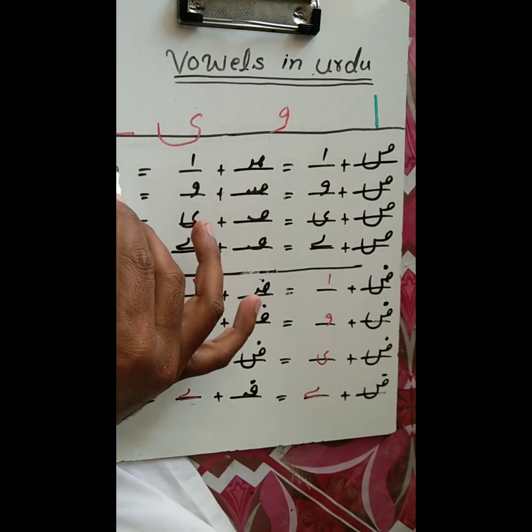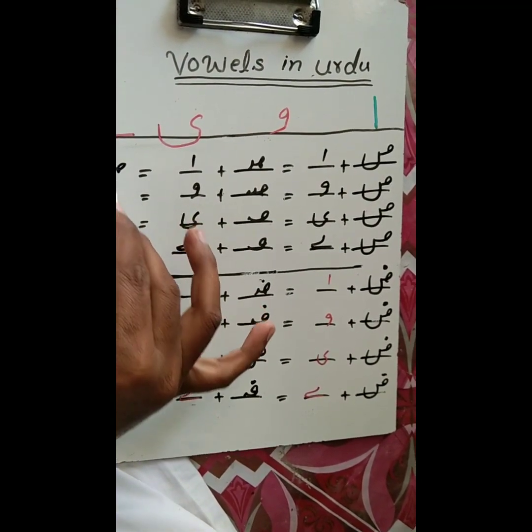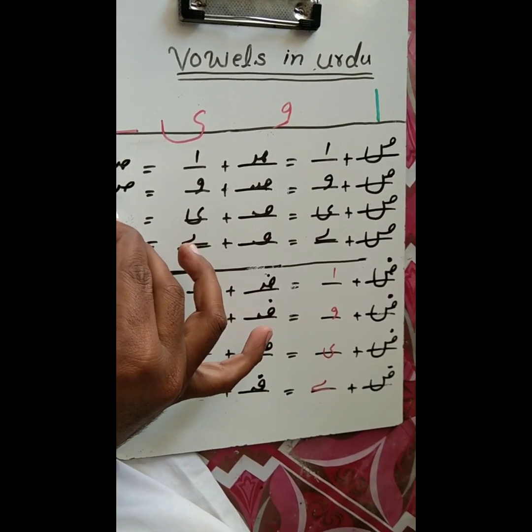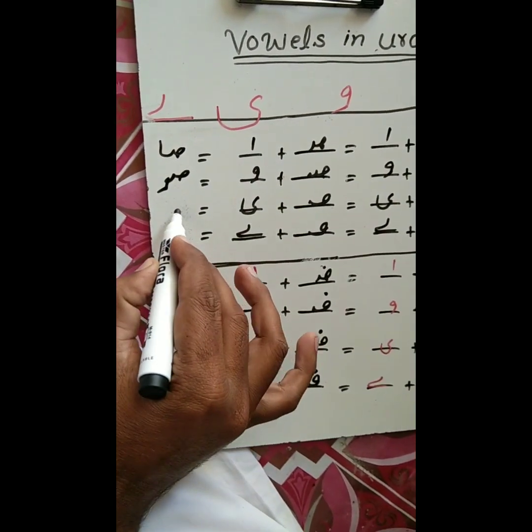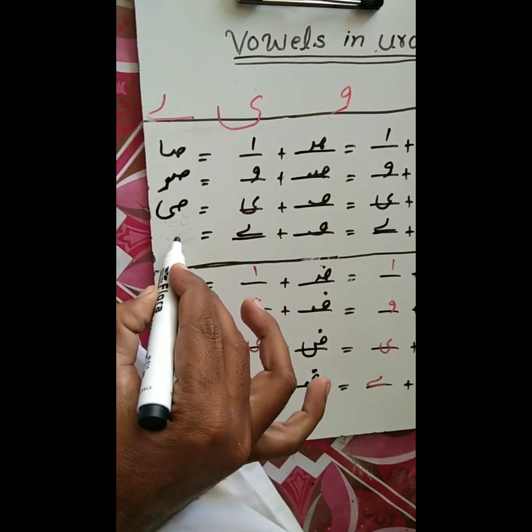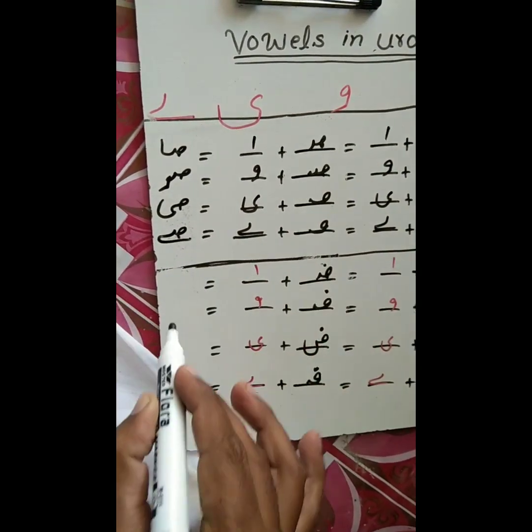Next word is swad. When we combine with alif, swad alif, sa. With wa, swad wa, so. With choti a, swad choti a, si. With badi a, swad badi a, si.